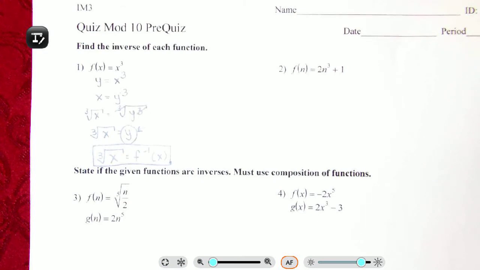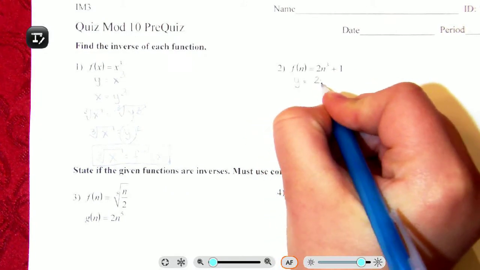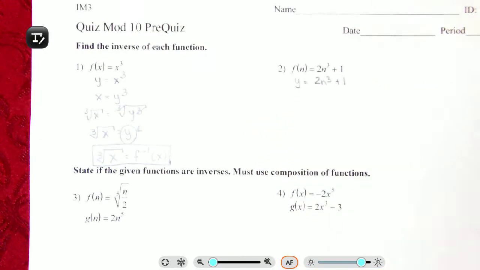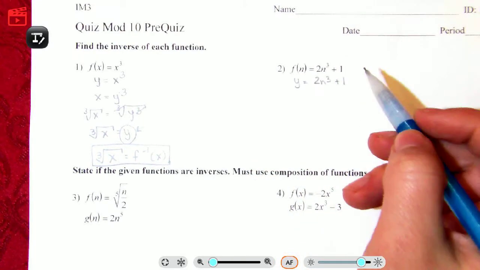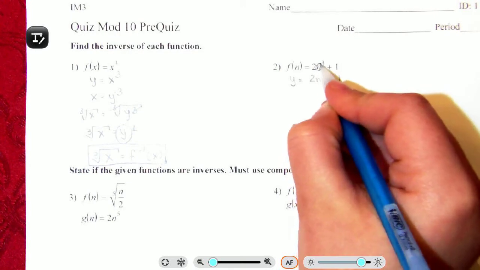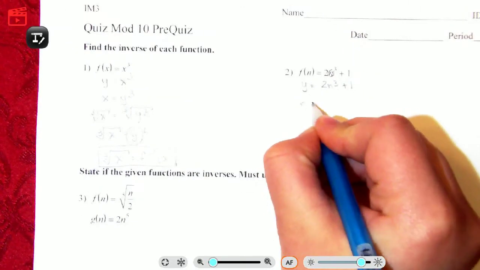Very similar steps. I know it looks a little bit different, but very similar steps. So the first step is to rewrite it in terms of y. Second step is always to replace your x and y. In this case, we do not have an x, we have an n, but it still works the exact same way. So I'm going to replace my n and my y.